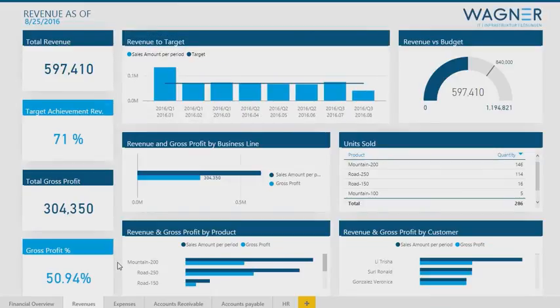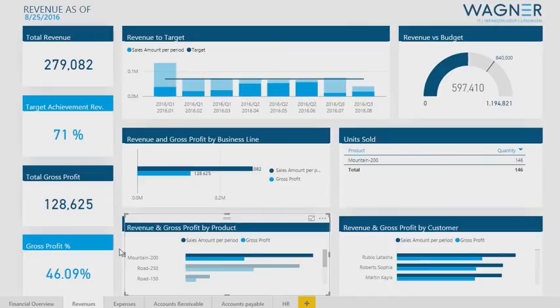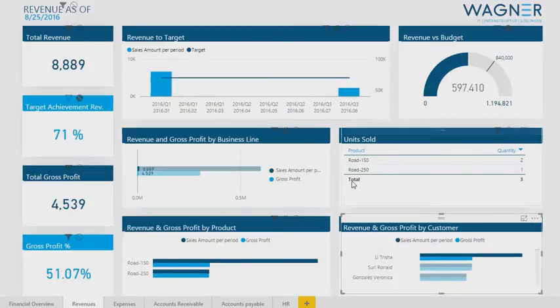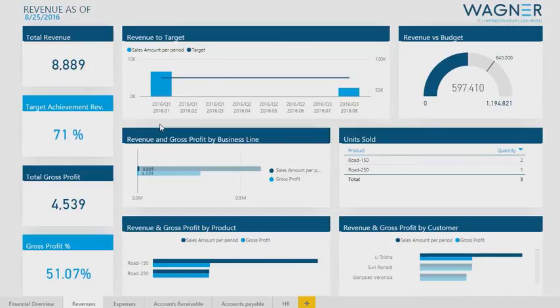To see information broken down by product, we simply click on the product, for example Mountain 200, and the data in the other panes changes to reflect how Mountain 200 has performed based on various metrics. We can also do the same by customer by simply clicking on the customer that we're interested in, and once again everything changes to display about that customer. Here we see that customer Lee Tricia bought 2 products this year, one in January and one in August.